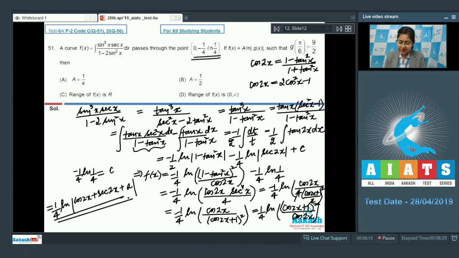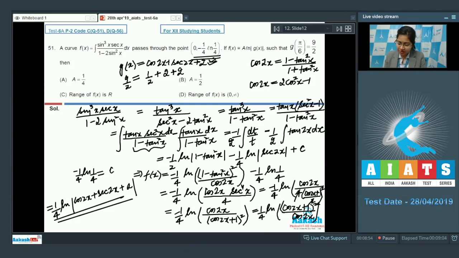Now here we can see that g(x) is equal to cos 2x plus sec 2x plus 2. So let us verify it. If I put x equal to pi by 6, then it should be equal to 9 by 2. So this is equal to cos of pi by 3, that is 1 by 2, plus 2 plus 2, that is 4 plus 1 by 2, that is equal to 9 by 2. So the function g(x) equal to this is correct.